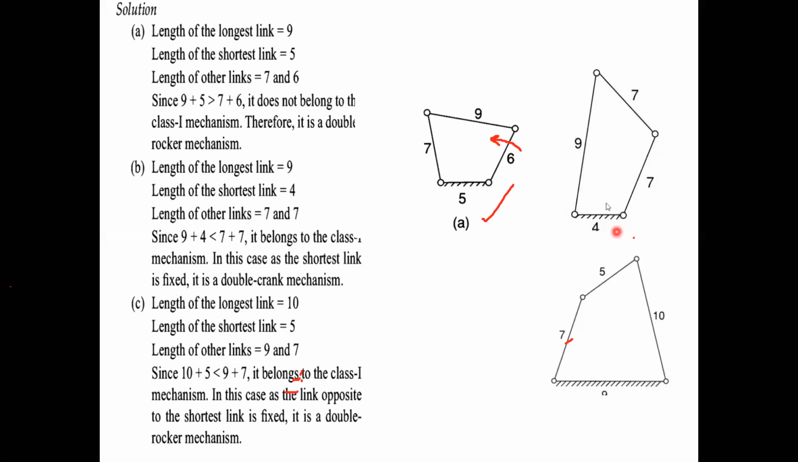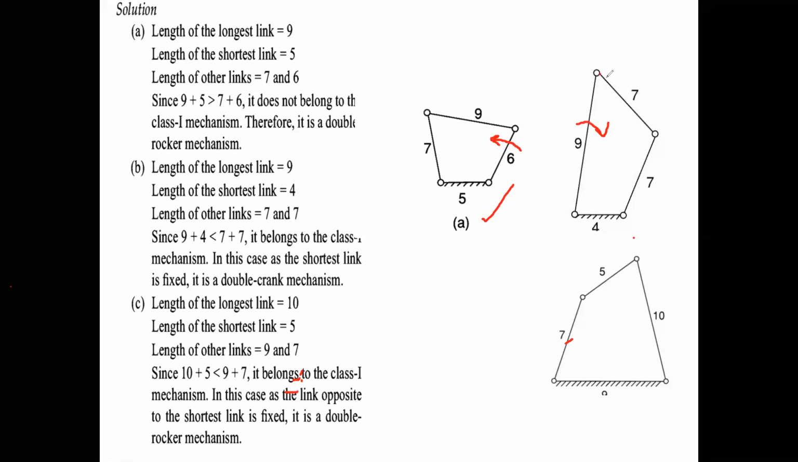When the shortest link is fixed, then we achieve the double crank mechanism. That is the double crank mechanism. That means if you rotate a particular link, which link is it? The link of length 9. So this may also be generated. For example, it is also rotating. When this link is rotating, the other link is also made to rotate.